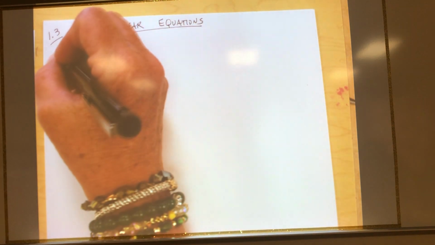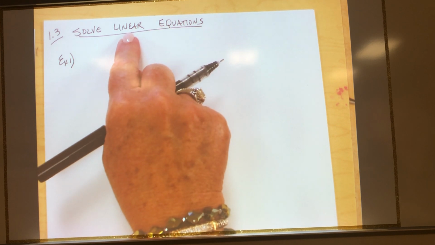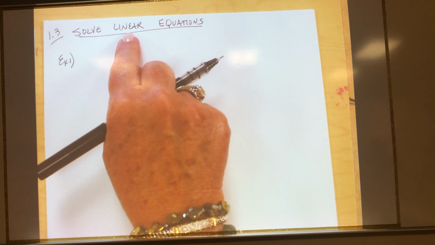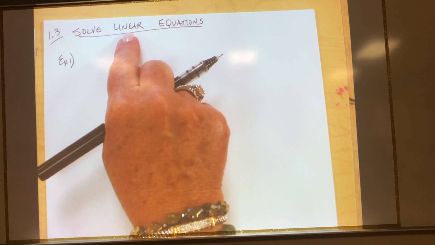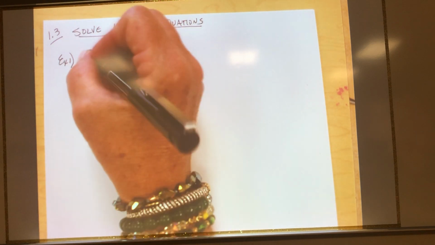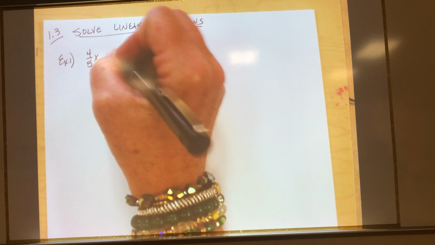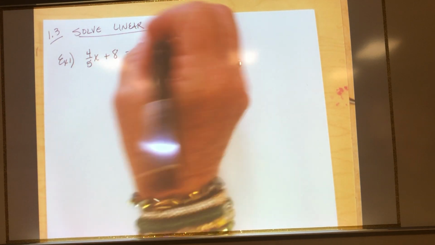Linear. All right? So example one. Linear simply means if you graphed it, it would be a line, okay? And it only has an x to the first. Okay, a linear equation will only have an x to the first in it. All right, so here's my first one. 4/5 x plus 8 is equal to 20.